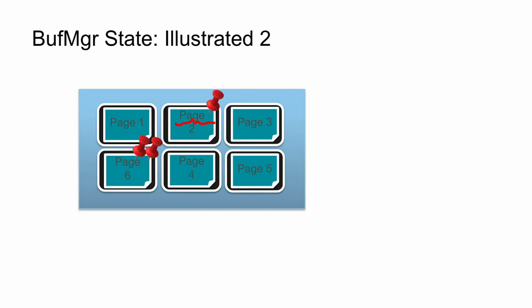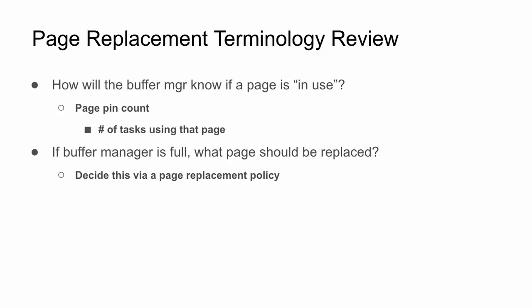All right, so here's a nice boxy illustration that people might like to see. But anyways, let's talk about a little bit of terminology. So the page pin count, as I said, is the number of tasks using the page. And if the buffer manager is full, what page should be replaced? This is something else that we have to decide, and the answer to that is we need to refer to the page replacement policy that we're going to use. Some of you may remember from 61C terms like MRU, most recently used, or LRU, least recently used. What those terms refer to is how you decide to kick a page out of memory.